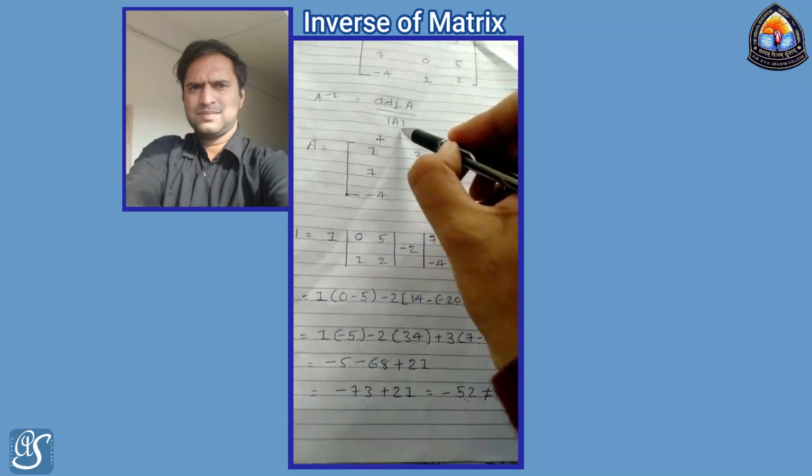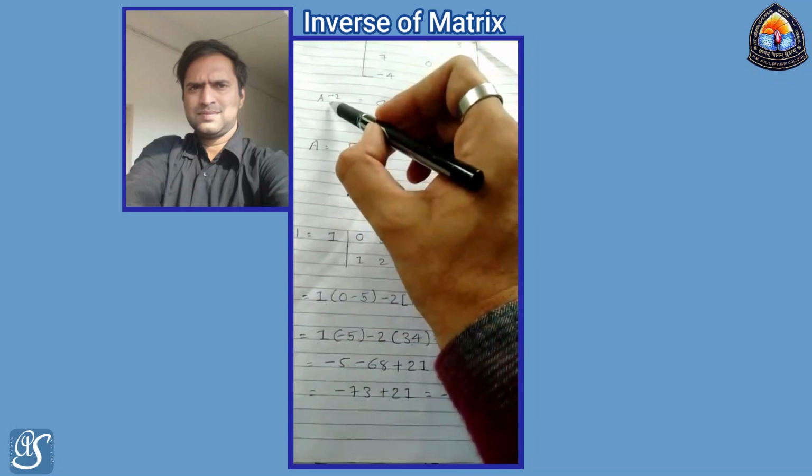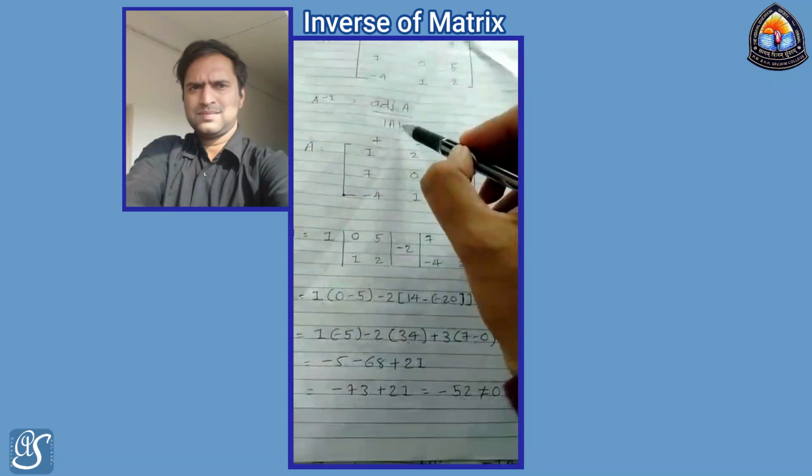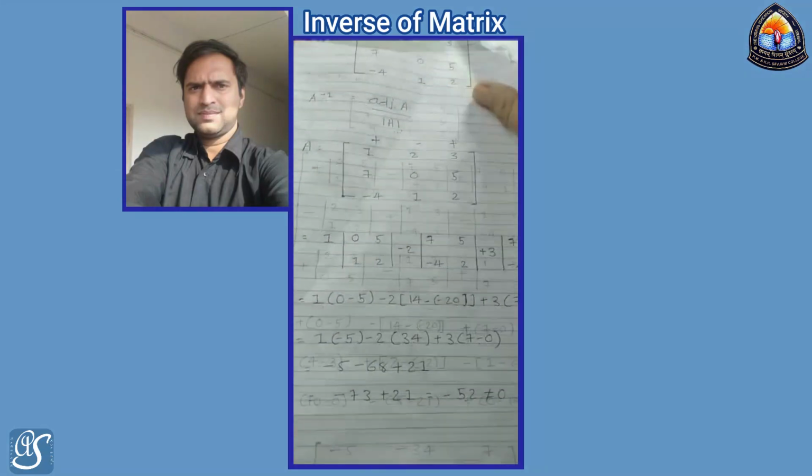If this value, determinant A, is equal to 0, then the inverse of the matrix is not possible because division by 0 is not possible.